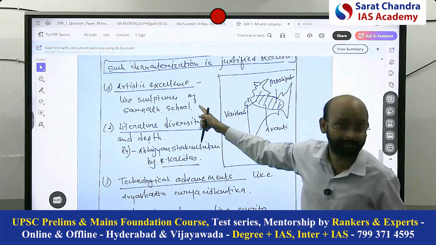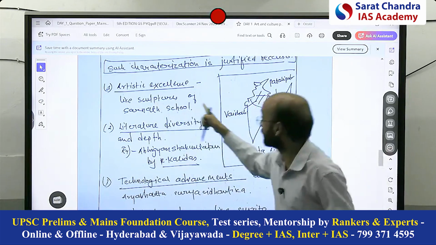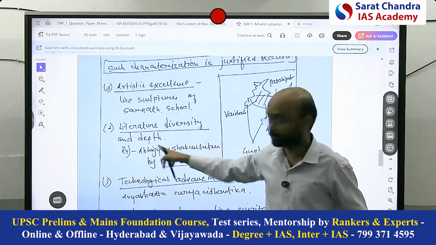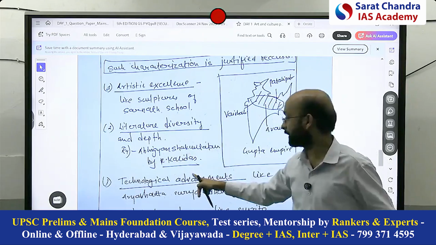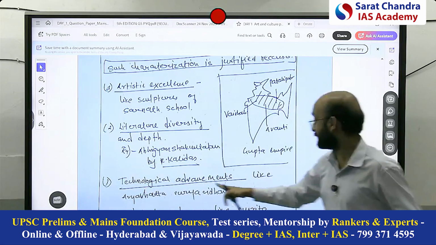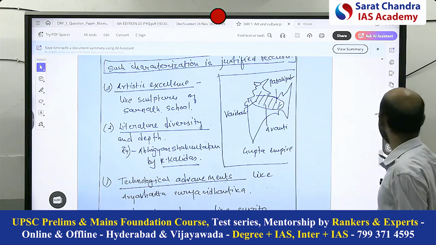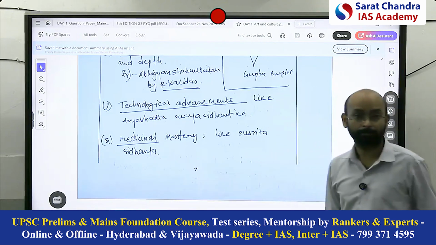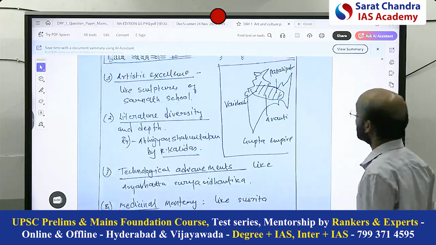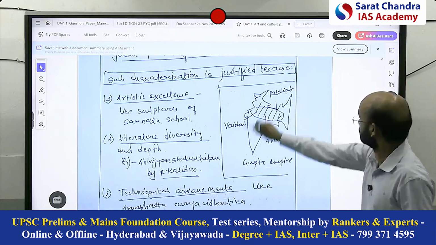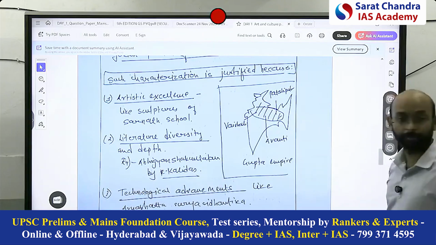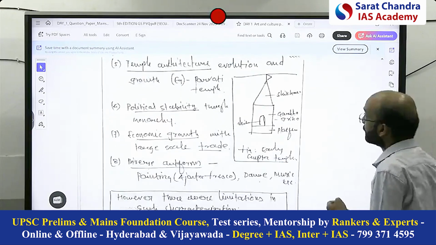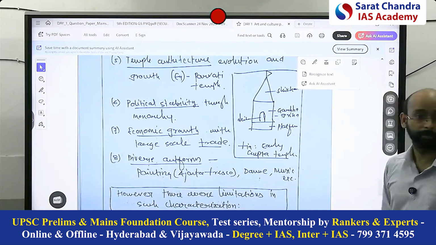Artistic excellence, keyword, is shown in the sculptures of the Sarnath school. Literary diversity and depth shown in the Abhigyan Sakuntalam by Kalidas. Technological advancement like Aryabhatta's Surya Siddhanta. Medicinal mastery like Susruta's Samhita. I gave a small map of the location, exactly what I saw. Three points shown for the Gupta. Clear? Next, other points like temple architecture. I also made a small temple diagram.